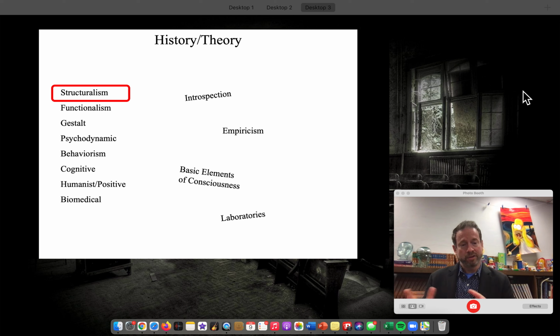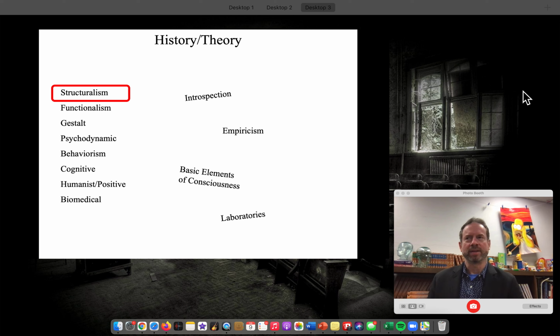And what they would do, the structuralists like Wundt, they would have people look inward at their own thought process when they're presented with stimuli. That looking inward is called introspection. That's a popular question on the AP exam, by the way. Knowing that structuralists used introspection, this looking inward process in the laboratory, to try to understand the structures of consciousness.